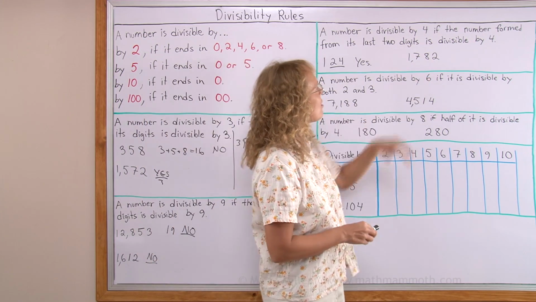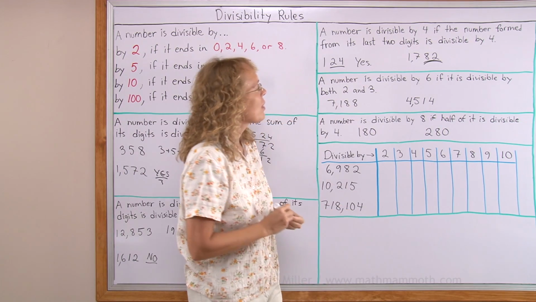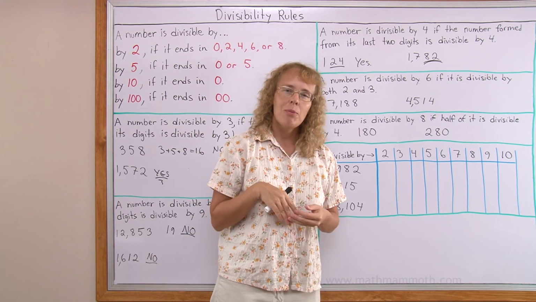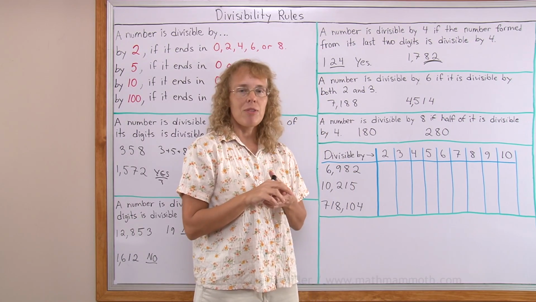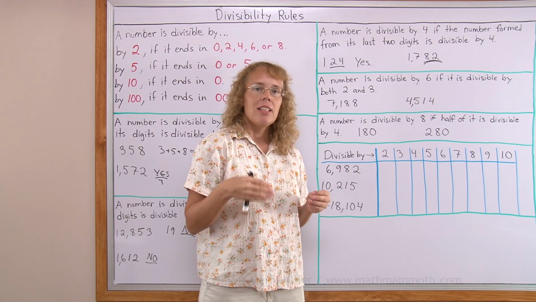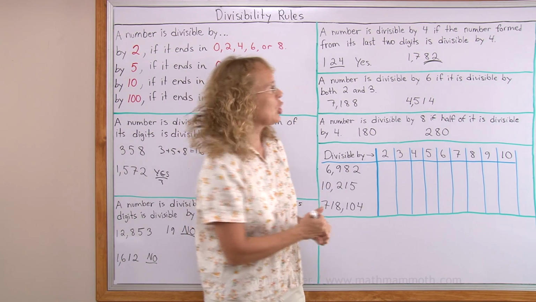Over here, is this divisible by 4? Just look at the 82. Is 82 divisible by 4? Okay, well maybe you don't know. Can you find any number nearby there that is divisible by 4? 80. 80 is divisible by 4, right? And so 84 would be divisible by 4, but not 82.